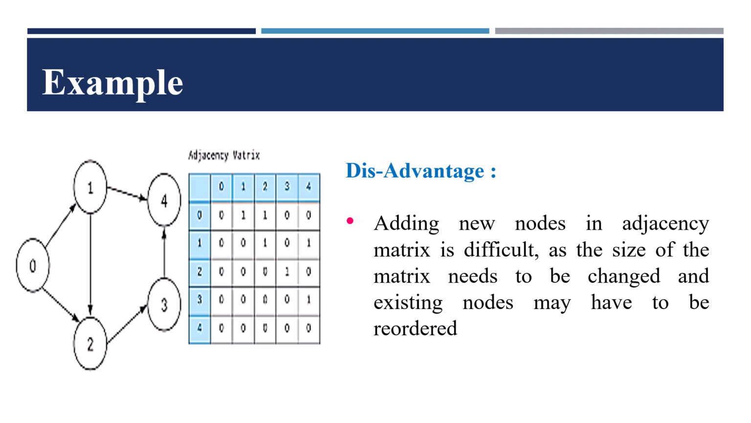Finally, this matrix is a clear, simple way to show which nodes are connected in the graph and the direction of those connections. But the disadvantage of using this matrix is that adding new nodes in an adjacency matrix is not easy. This is because the matrix size has to change and sometimes the order of the existing nodes needs to be rearranged. So it can be difficult and take extra work.